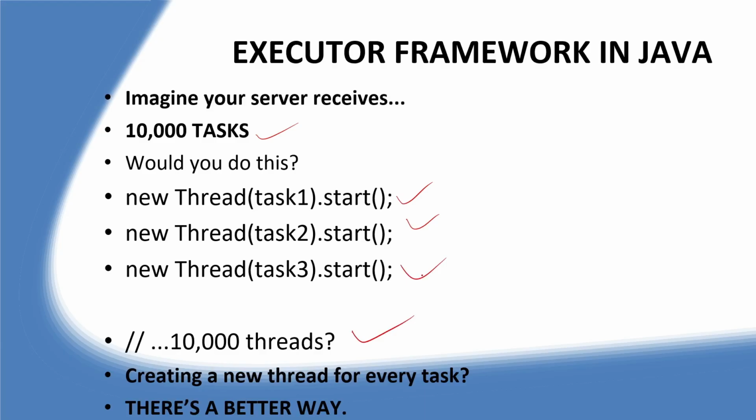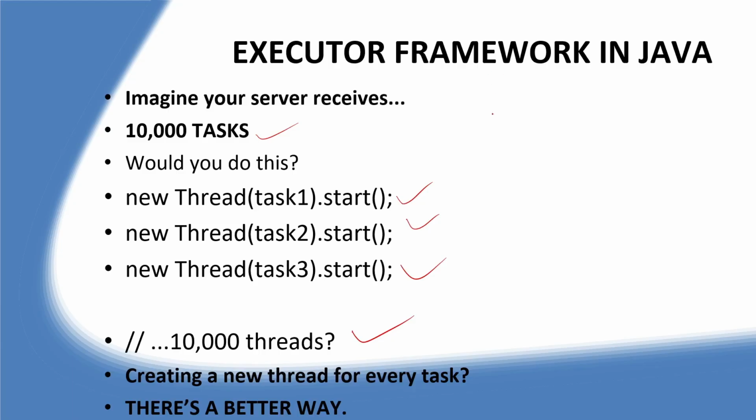Technically you could try creating a new thread for every task, but creating threads has a cost, right? Each thread consumes system resources, and managing thousands of threads manually can quickly become inefficient and very difficult to control. So what if we could create just a small number of worker threads and reuse those same worker threads and simply give them new tasks whenever they become available?